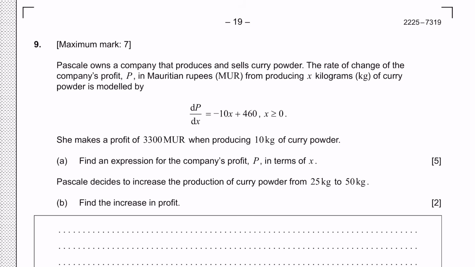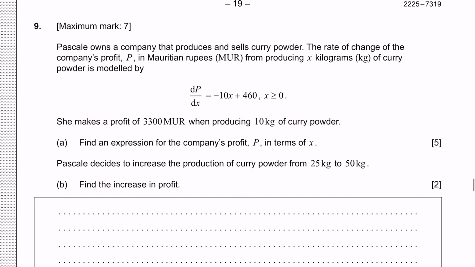Question 9. Pasquale owns a company that produces and sells curry powder. The rate of change of the company's profit, P, in Mauritian rupees from producing x kilograms of curry powder is modeled by dP/dx = -10x + 460, where x is greater than or equal to 0. So in this case, we have change in profit over change in number of kilograms sold, and the number of kilograms sold, x, has to be greater than or equal to 0.